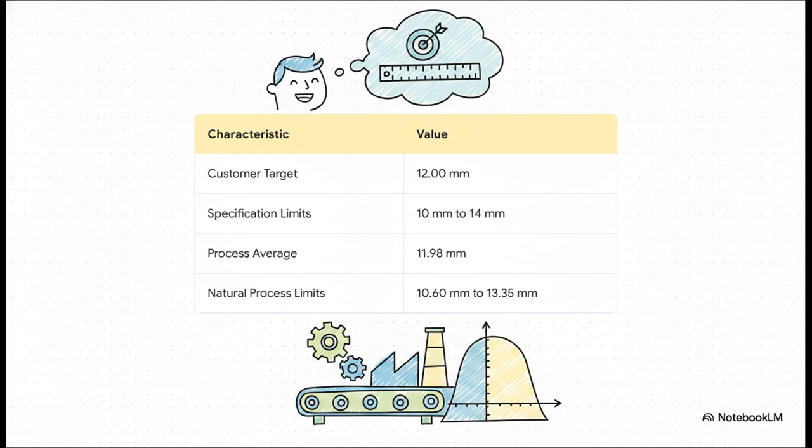Look at the top part. That's the customer talking. They want a target of exactly 12 millimeters, and they'll accept anything between 10 and 14. Now look at the bottom part. That's our process. It's averaging 11.98. Pretty darn close. And its natural limits, its normal wiggle room, run between 10.60 and 13.35.